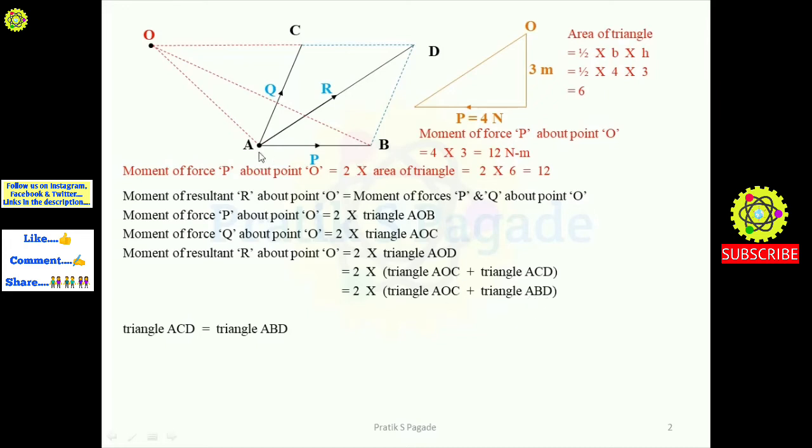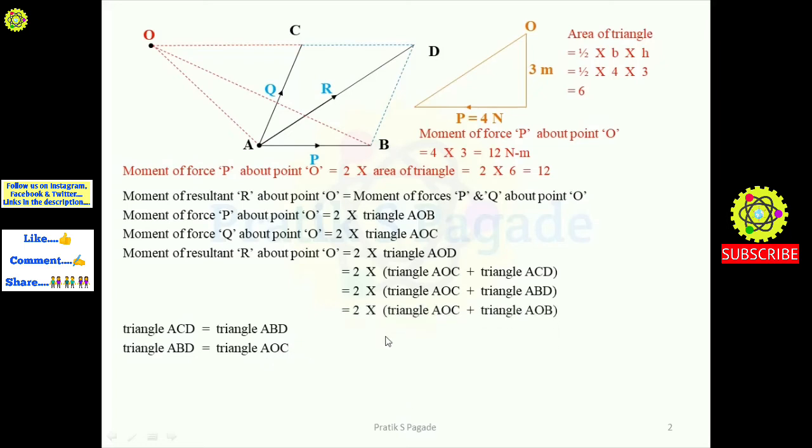Further, as you can see here, ABD is a triangle and this triangle is equal to triangle AOB, because both triangles have the same base and they are at equal height. Here I have mentioned AOC, this is wrong, it should be AOB. So triangle ABD is equal to triangle AOB because they have the same base and equal height.